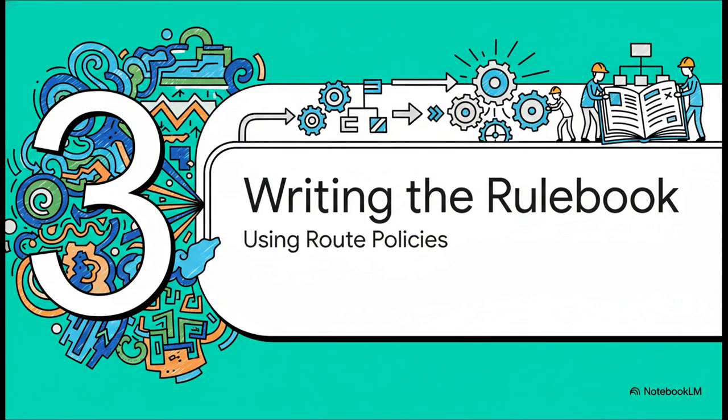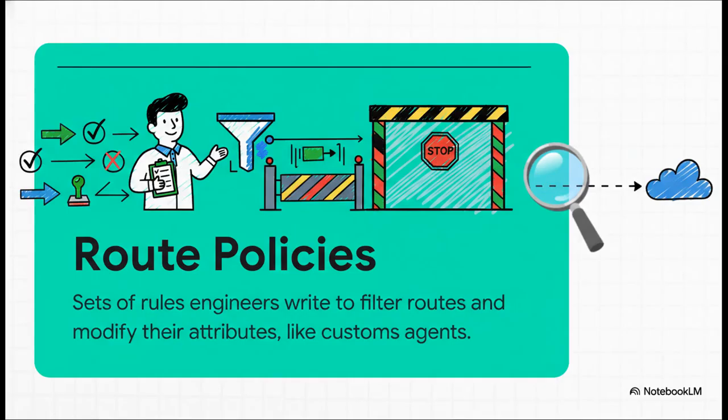Okay, section 3, writing the rulebook. So, you have all these vendors with their own dialects. How do you stop everything from descending into complete chaos? Well, the answer is engineers create a common rulebook. It's their way of translating and controlling the flow of information right at those network borders. This rulebook is built using something called route policies. And honestly, the best way to think of them is like customs agents at a border crossing. They inspect every single piece of routing info that tries to get through. They can say, yep, you're good to go, or nope, you're rejected.